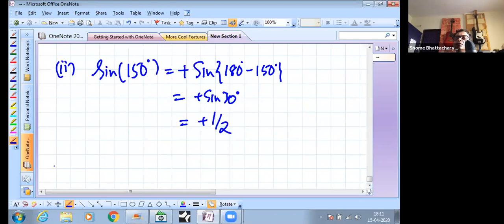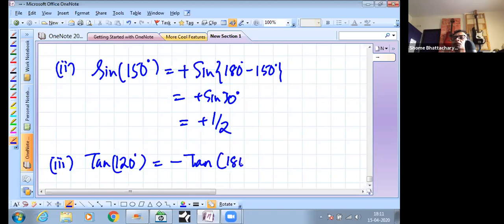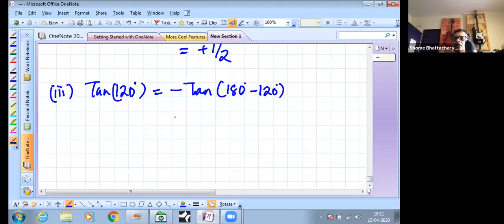Okay. Similarly, the third one, tan 120. This will become minus of tan of 180 minus 120. Yes, I'm getting the last part's answer also correct mostly. So minus tan 60. So this becomes minus root 3. Okay, so that becomes this.